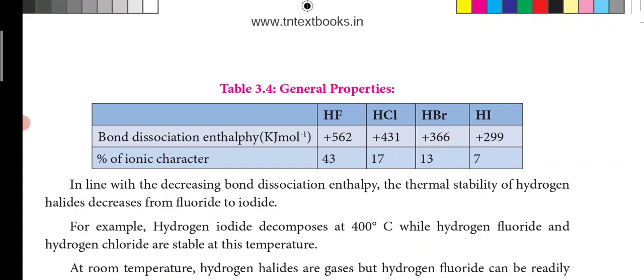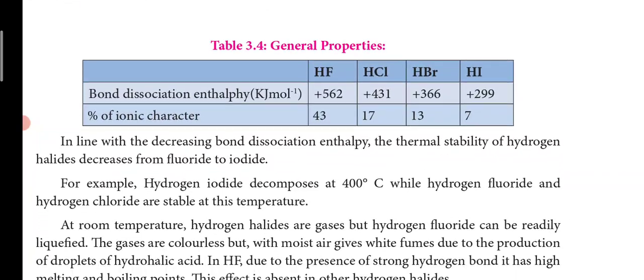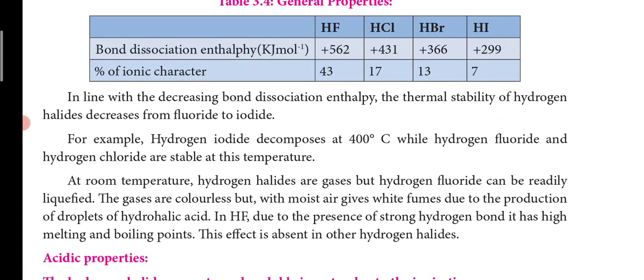Okay, so these are the general properties. The bond dissociation enthalpy for HF, HCl, HBr, HI is given. Why is it more for HF? Because fluorine is highly electronegative, so it is difficult to break that bond. Then chlorine, then bromine, then iodine. Then ionic character is given the same. Since fluorine is highly electronegative, the ionic character percentage is also greater for HF.